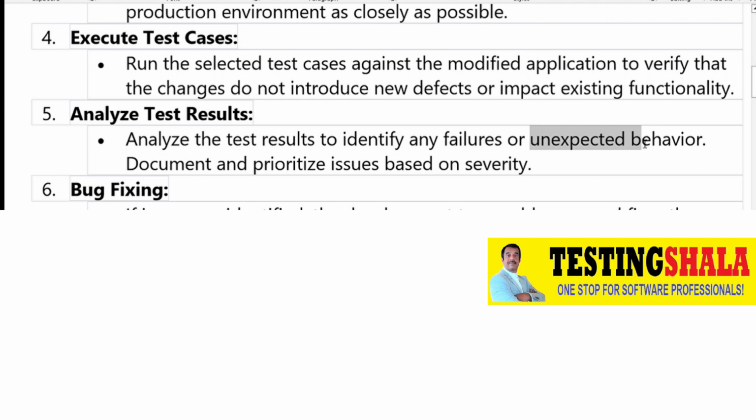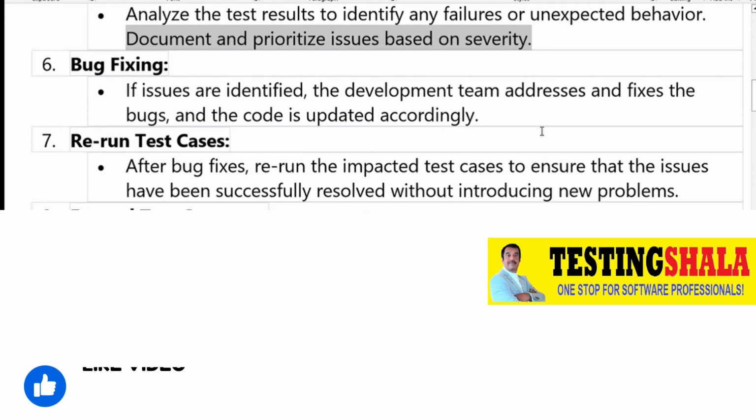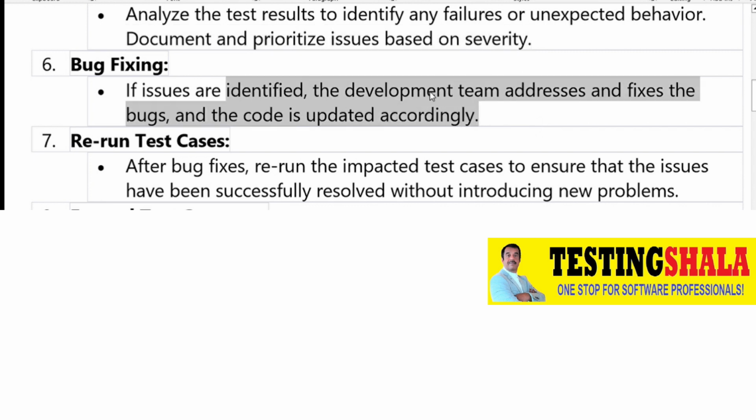If unexpected behavior or failures are happening, we will be logging the defects or issues based on the severity of that issue. Once we have logged the bug with its severity, it will be taken up by the development team as the sixth step in the regression cycle, where they will be fixing those issues.